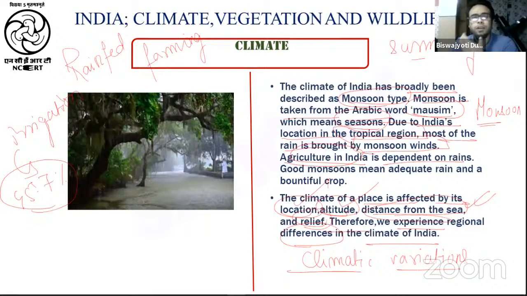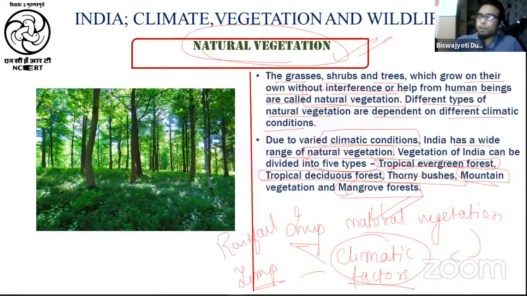Then moving on, we have understood the climate of India. We have given a summary of why it is called a monsoonal type of climate. Then moving on, as we have talked about climate, we have also understood the direct relationship that exists between your climate and your natural vegetation, right? So depending upon your climatic factors like your rainfall and temperature, your vegetation also keeps on changing.